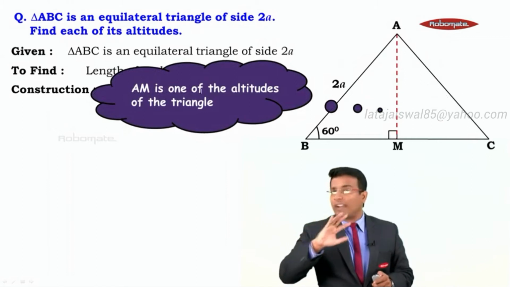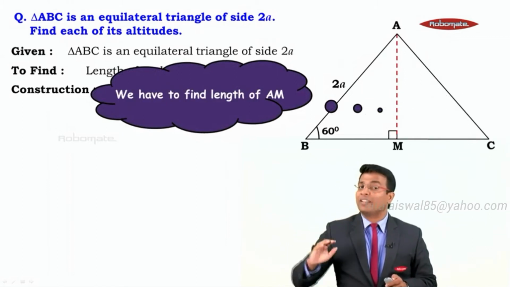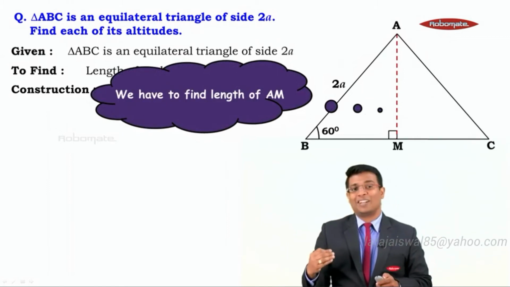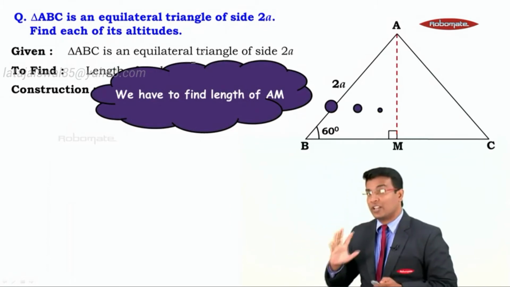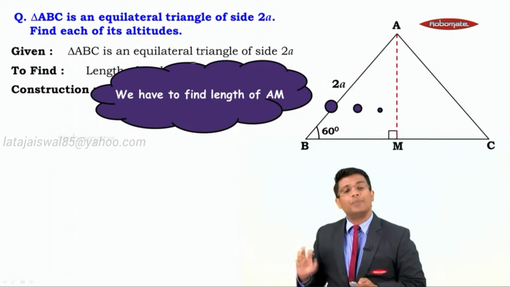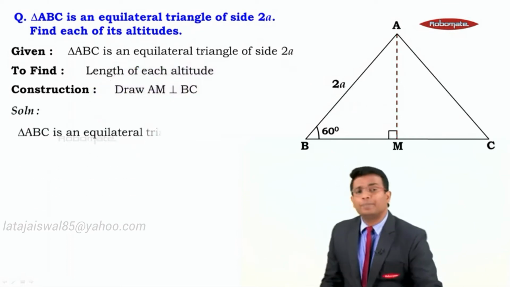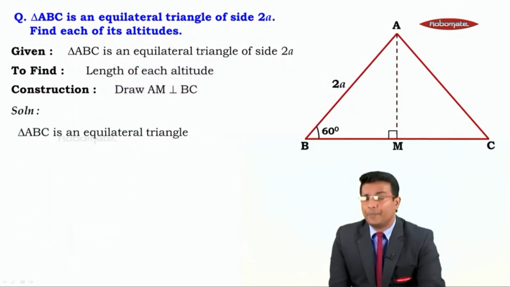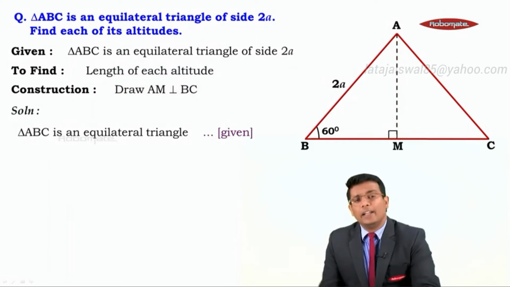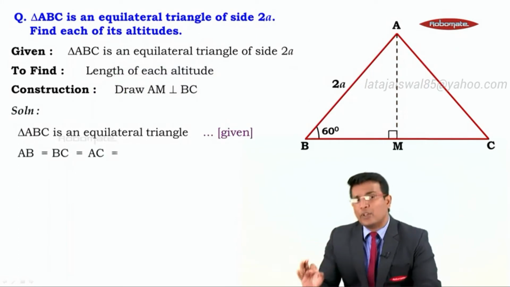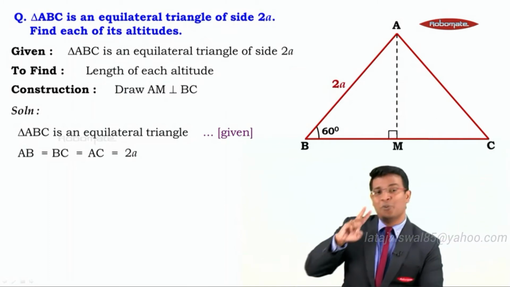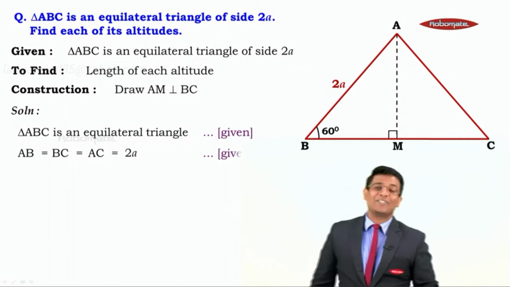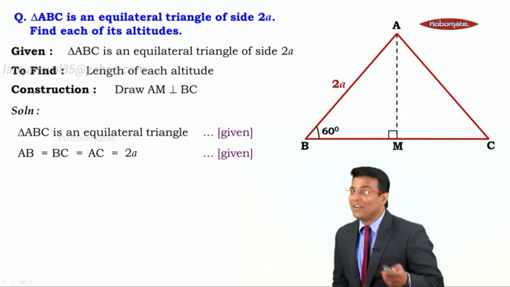Now AM is one of the altitudes of the triangle, but we need to find the length of that AM. Let's find it out now. Let's get the length of AM, which is an altitude for the triangle ABC. We know that triangle ABC is an equilateral triangle, right? That is given to us. That means we know AB is equal to BC is equal to AC. That means each of the sides will be equal to 2A, right? That is known to us because it is given to us.